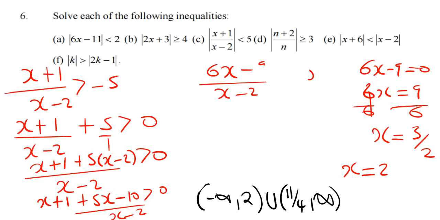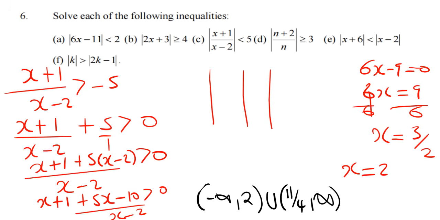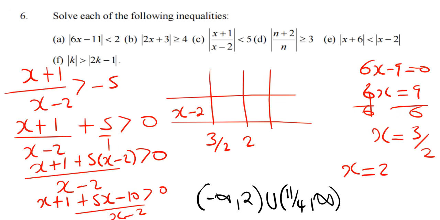So that is what we have, and we're supposed to demarcate our signs. So you draw your table. Alright, so let me put which one is smaller. 3 over 2 is smaller, so 3 over 2 here and the 2 there, and you write your equations. x minus 2, then the other one is 6x minus 9. Alright, then you start demarcating your signs.